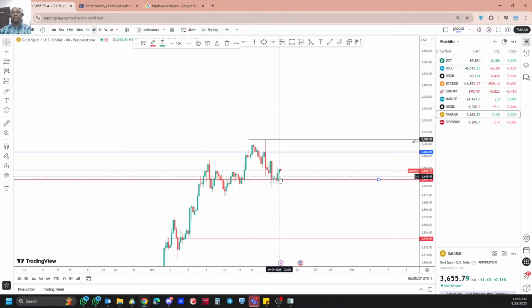4 hour means every 4 hours we have this closure, and this candle closed like a fake out at the last support, and that's what took price higher. You can see it's a fake out of this region we have here. This is the support, but we can see price closed a little below and then bounced up.